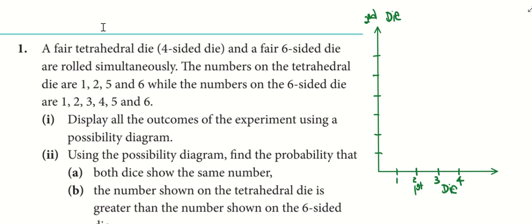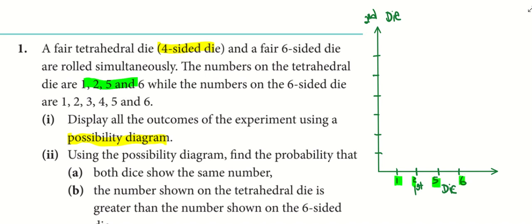Okay, take note, we are supposed to draw the possibility diagram, as indicated over here. Take note, the first die has only 4 sides. I already labeled it wrongly, so I'm going to relabel again. The first die has 4 sides: 1, 2, 5, 6. I've listed them here.